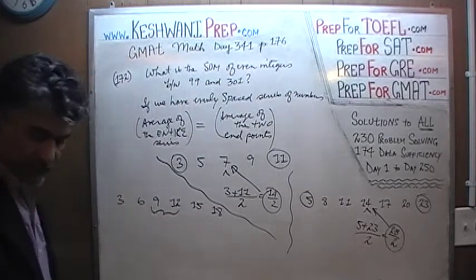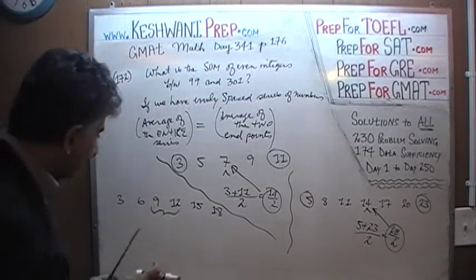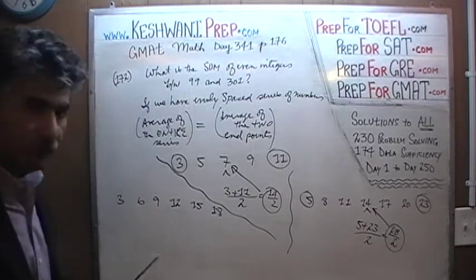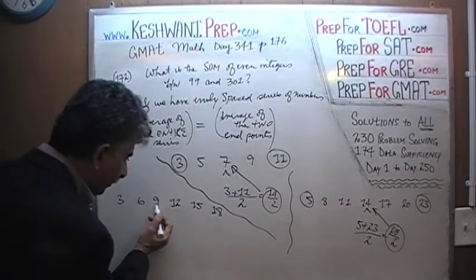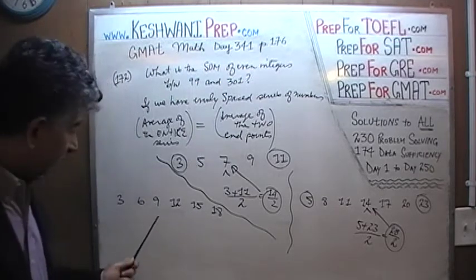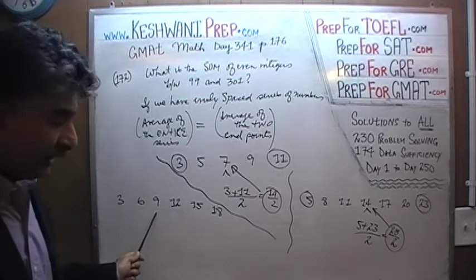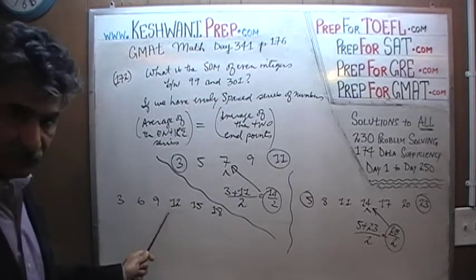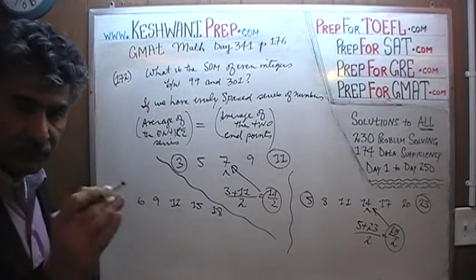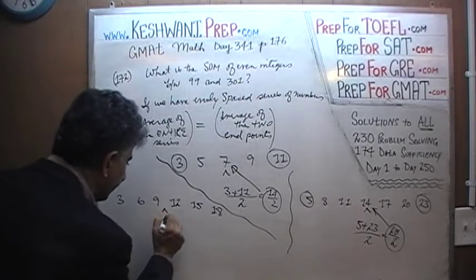The number that lies right in the middle, halfway between 9 and 12, is going to be 1.5 more than 9 and 1.5 less than 12, because the difference is 3. We split the difference evenly, obviously. So that number is going to be 10.5.